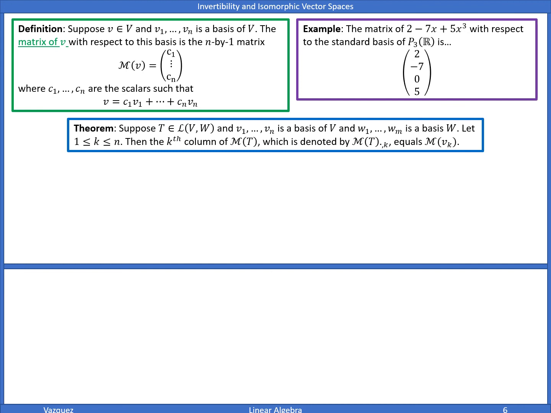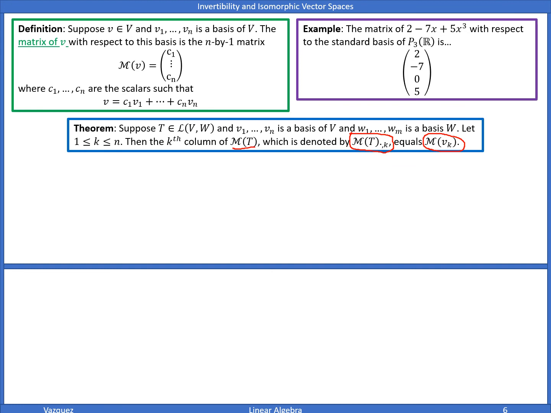So now we get a pretty interesting theorem. It says, suppose T is a linear map from V to W, and V1 to Vn is a basis of V, W1 to Wn is a basis of W, and let K be between 1 and N. Then the kth column of matrix M(T), which again, if you recall, we denote like this, just equals M of V sub K.